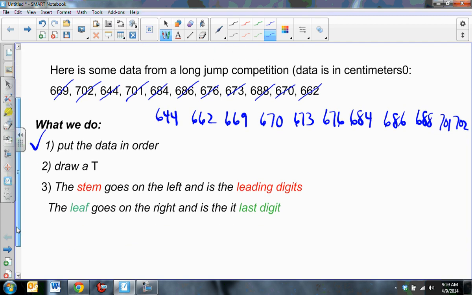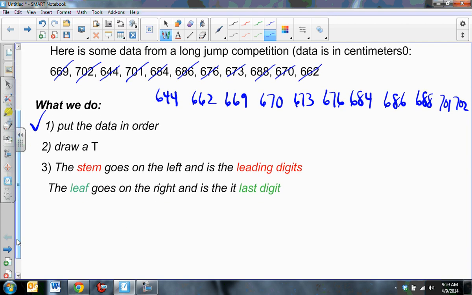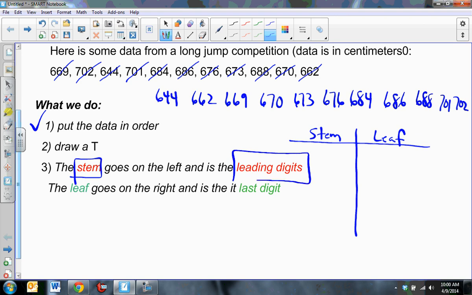Okay, so the next thing to do, it says, is draw a T. So you draw a T just like this. Actually, it's sort of a lowercase t, more like a cross. Okay, and step 3 says the stem goes on the left, so this is going to be the stem, and the leaf is going to go on the right. Okay, so the stem is the leading digits, and the leaf is the last digit. So it's easy to identify the leaves.